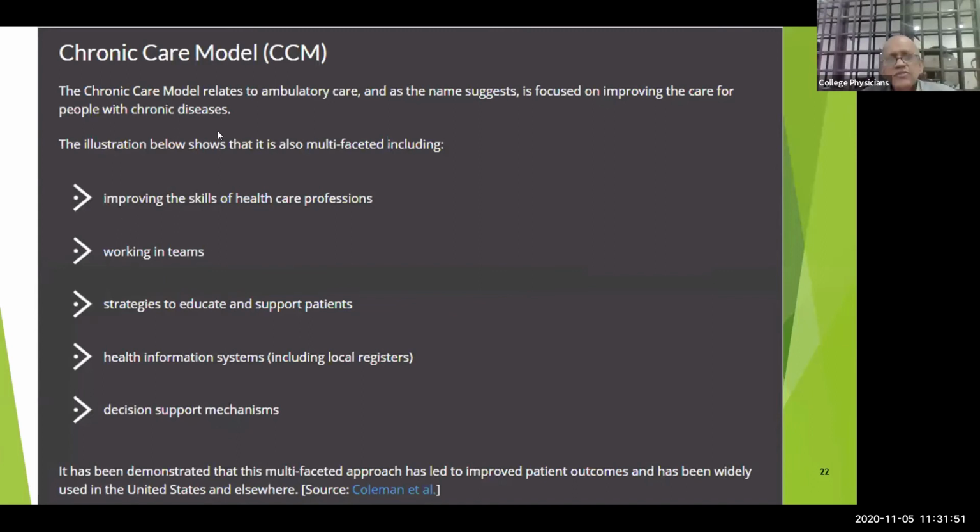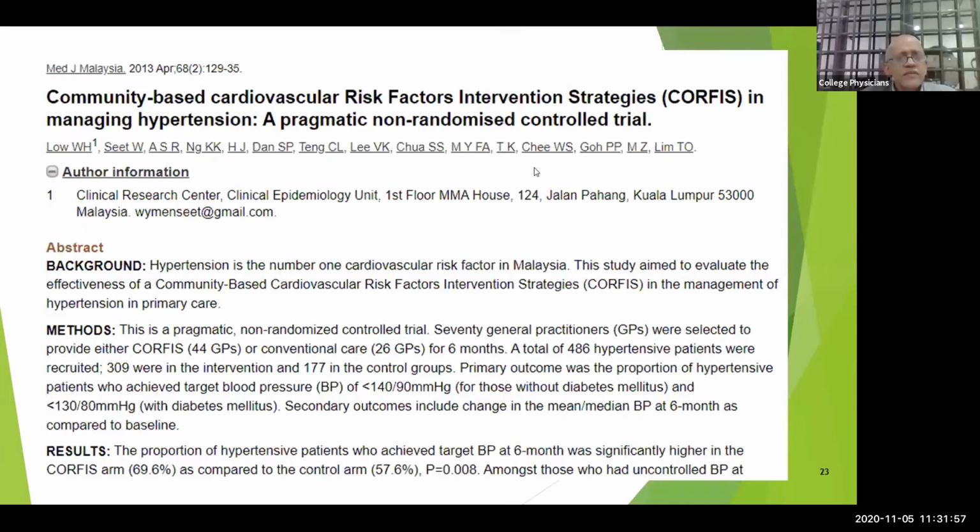So does it work? This is a paper which was done actually locally in patients with hypertension. You're wondering whether this chronic care model will make a difference. The study was called the COFIS study. It was done among GPs in KL about 10 years ago, if I'm not mistaken, and it was published in 2013. What they saw was that with this chronic care model, there was better BP control achieved, and it was significant in the COFIS arm compared to the control arm, which was normal care. So it does work.